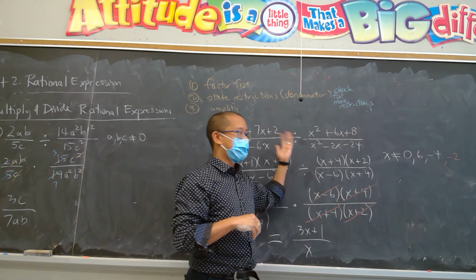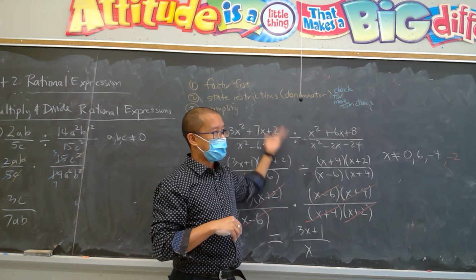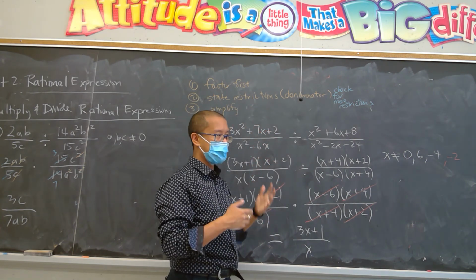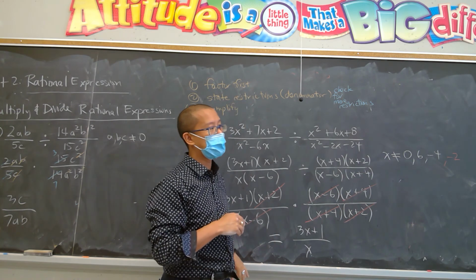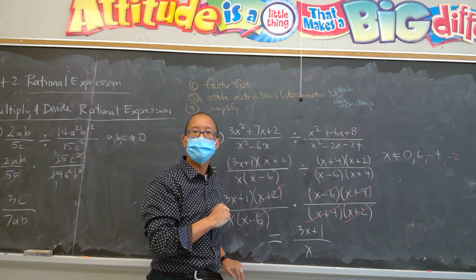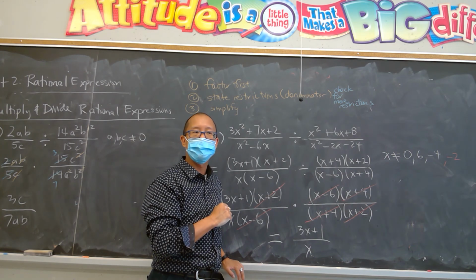Some students say, well, why don't we just do this? That's what we're taught in rational numbers. But that's why with rational expressions, we have to factor. Anyone else have a question? That was actually really good. Any questions?